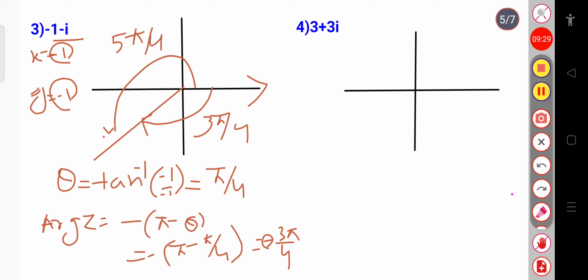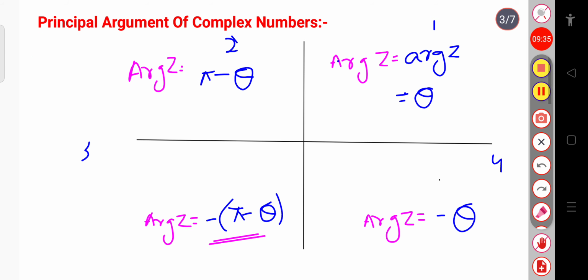So you can solve this, 3 plus 3i. This is your homework. Simply you have to just remember that in the first quadrant the capital argument of z equals the small argument of z, that is equal to theta, and in the second quadrant this will be pi minus theta, in the third quadrant this will be minus of pi minus theta, and in the fourth quadrant this will be minus theta. This is all for today.